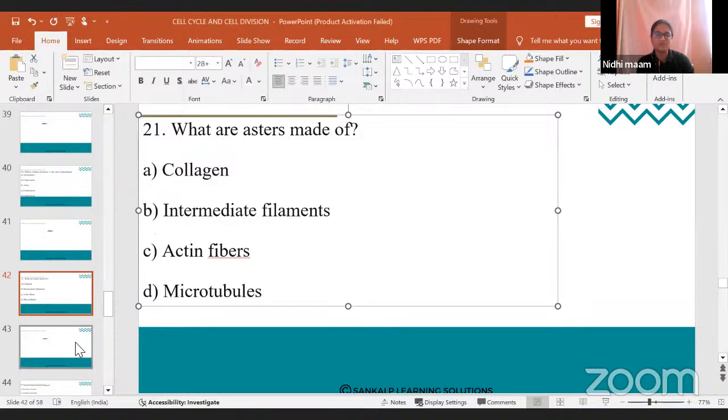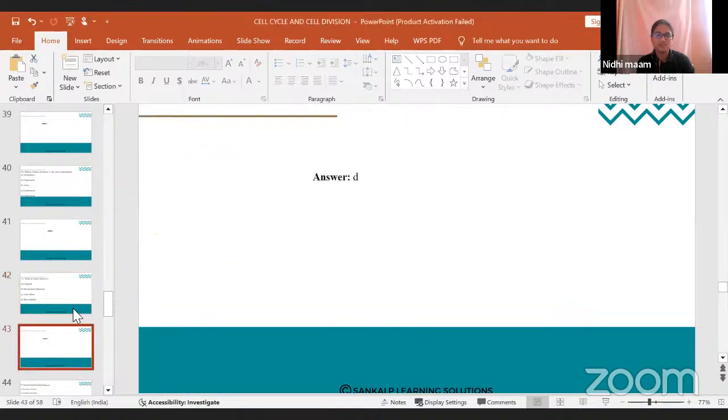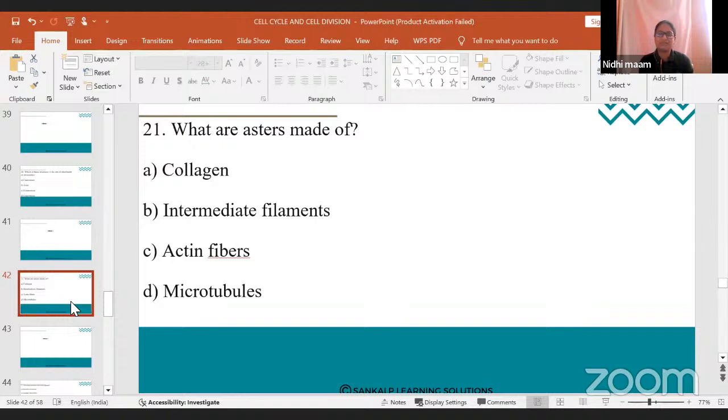So the right answer: the confusion is between A, C and D. The asters are made up of microtubules. Asters are made up of microtubules.